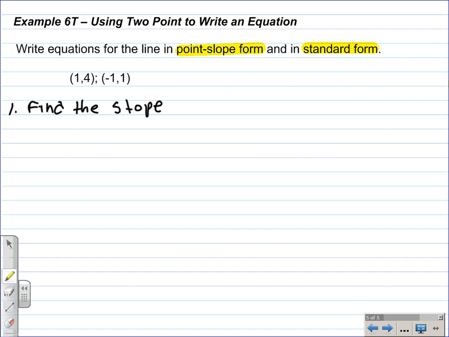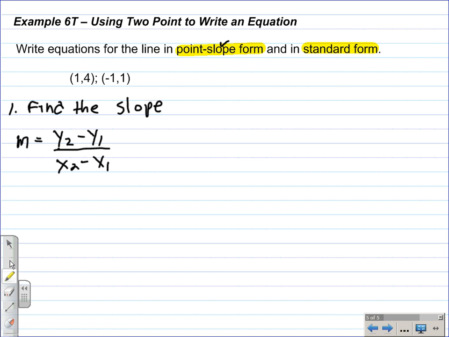And I made a typo there. It should be S-L-O-P-E, not S-T-O-P-E. And the slope formula is y sub 2 minus y sub 1 all over x sub 2 minus x sub 1. To write this in point-slope form, we need to find the slope, and then we're going to use one of these points. So what we're doing in our first step is finding the slope between these 2 points.